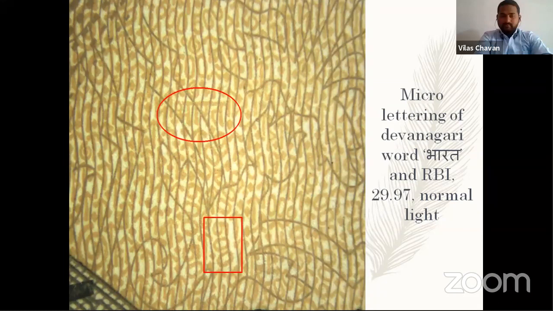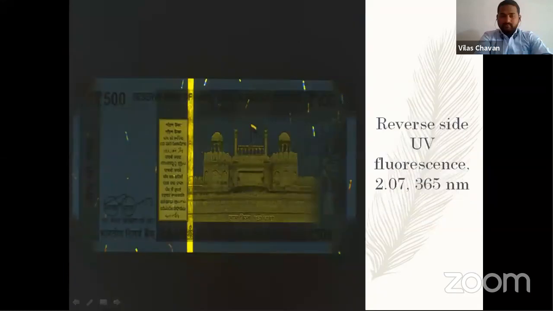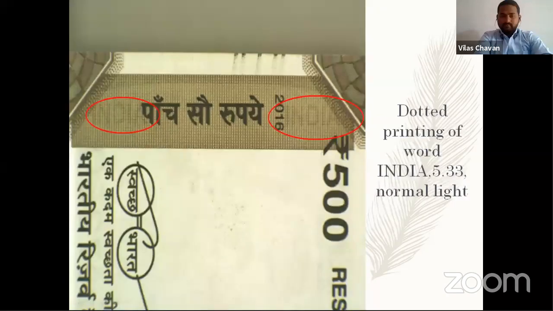The dotted India at the left side, which is at normal light, magnetic power. Then comes the latent image of numeral 500. Comes the latent image of numeral 500.